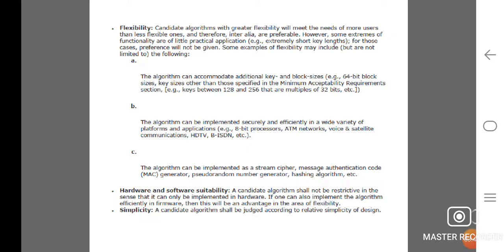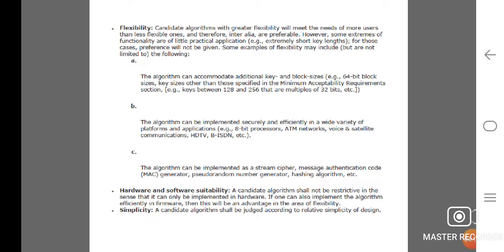First, the algorithm can accommodate additional key and block sizes, for example 64-bit block sizes, and key sizes other than those specified in the minimum acceptability requirements section. For example, keys between 128 and 256 bits that are multiples of 32 bits.